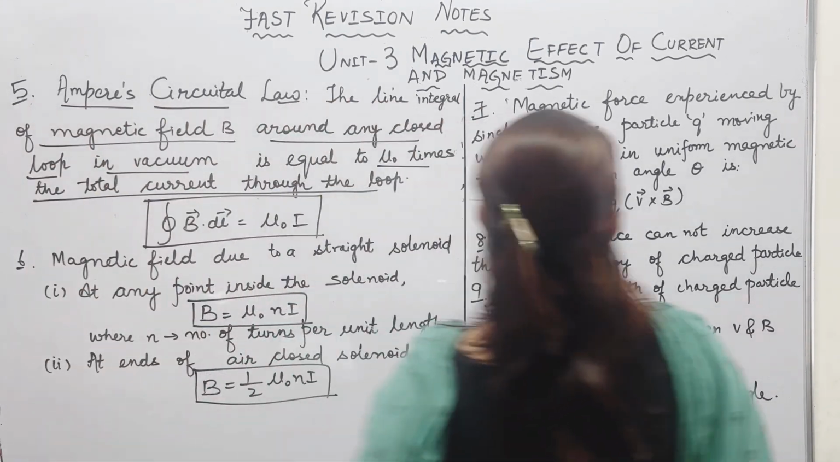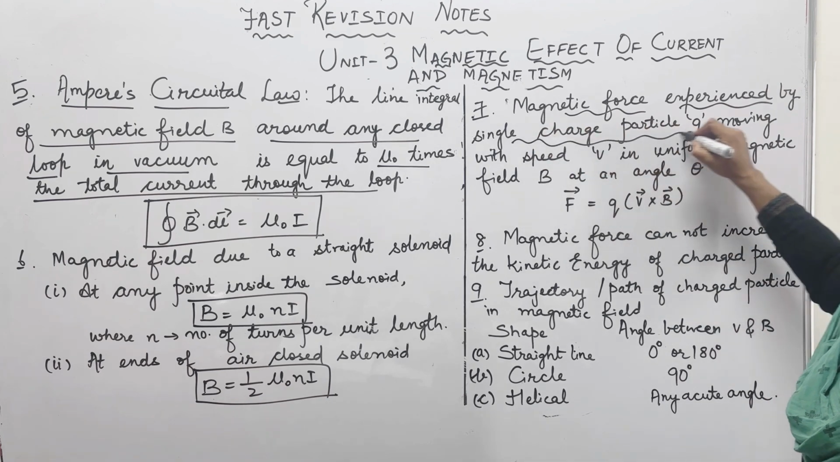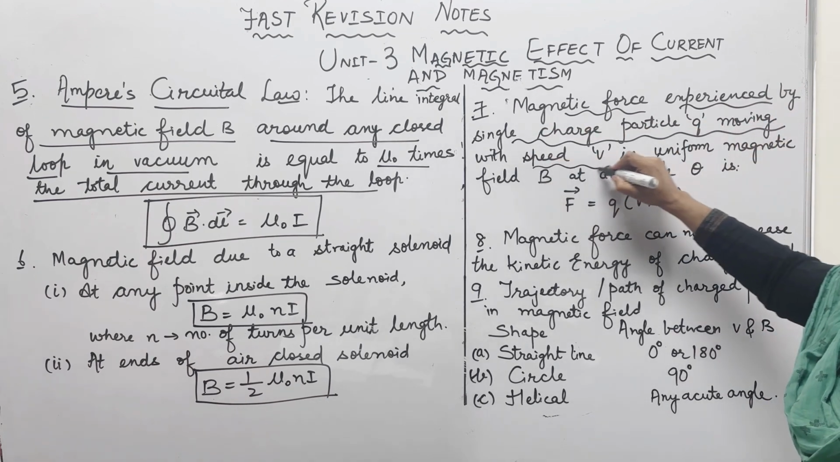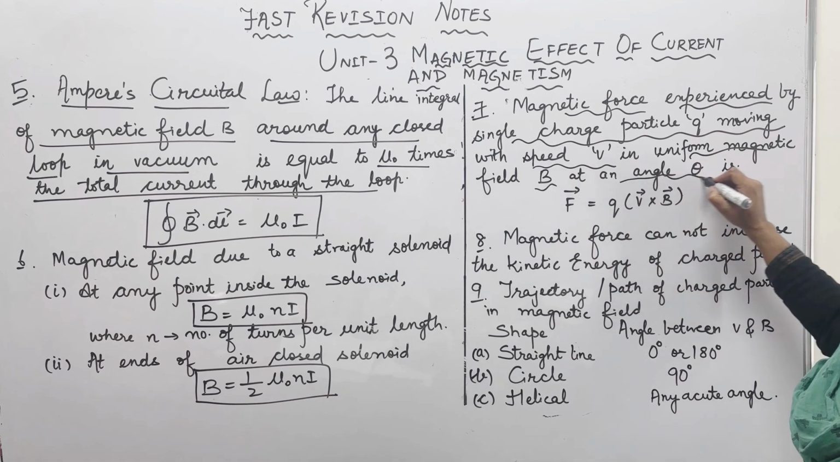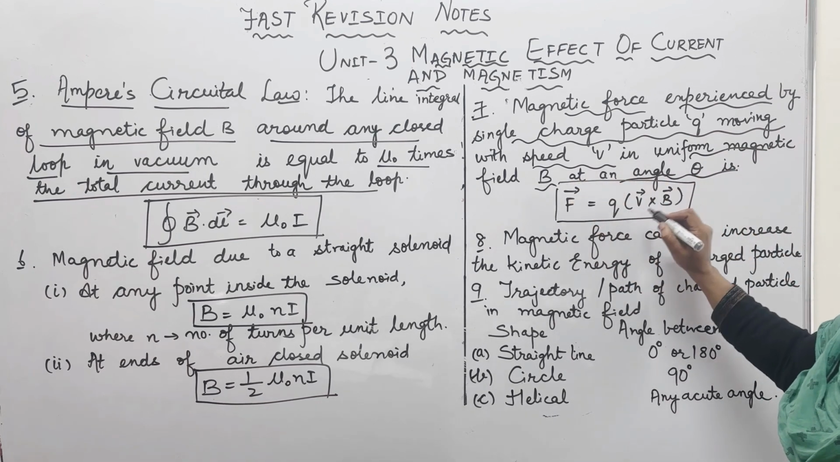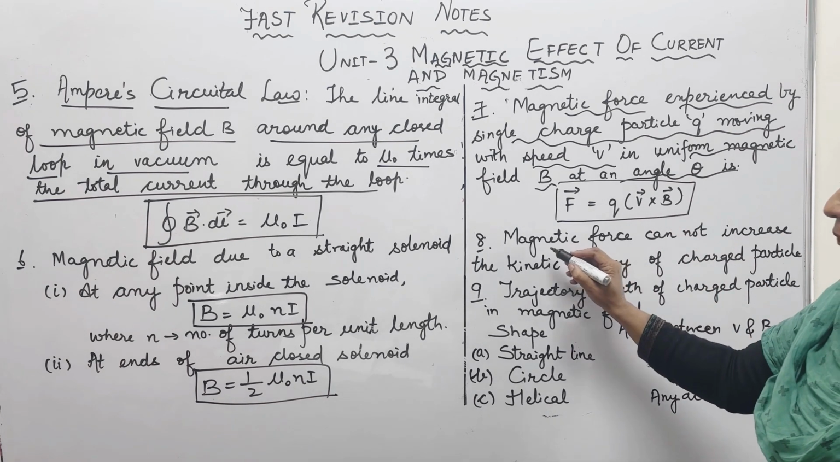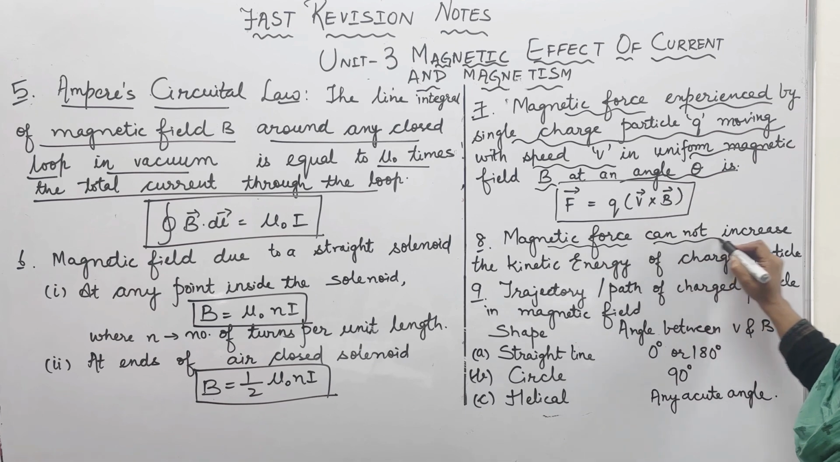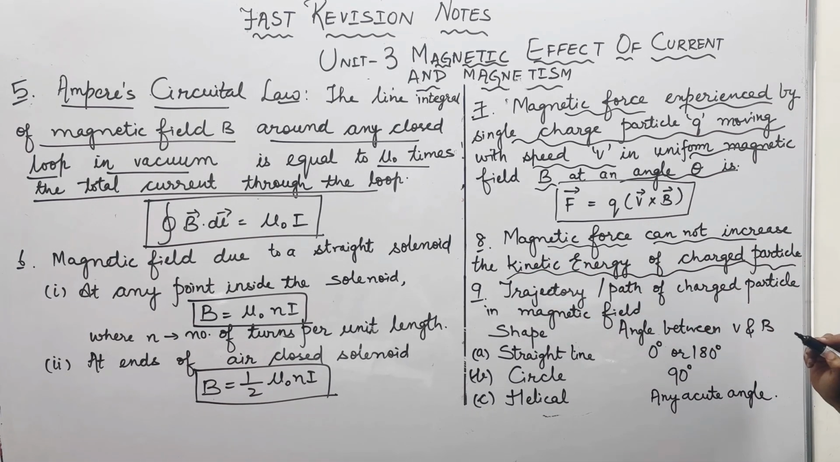The next is the magnetic force experienced by a single charged particle Q moving with speed v in the uniform magnetic field B at any angle theta, given by force F equal to Q times the cross product of V and B. One more important thing is that magnetic force cannot increase the kinetic energy of the charged particle.